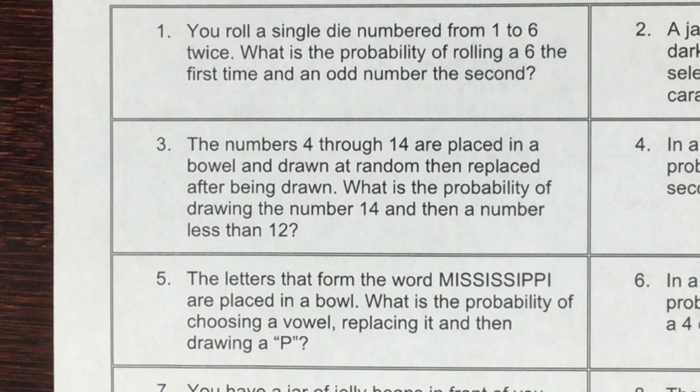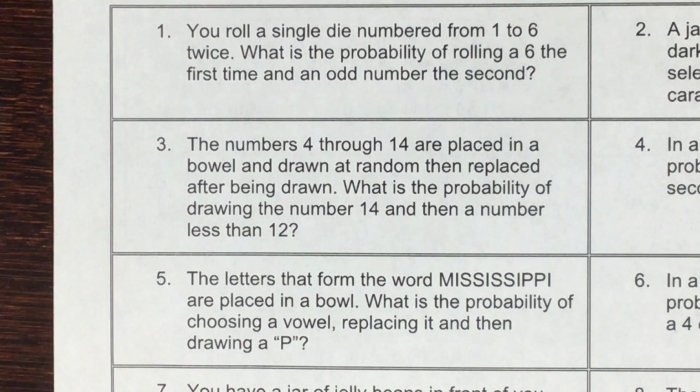What's the operation we did? Multiplication. Okay. And an odd number on the second. 5 out of 6. An odd number on the second one. 3 out of 6. 3 out of 6 would also be what? 1/2. So multiply across: 1 out of 12.